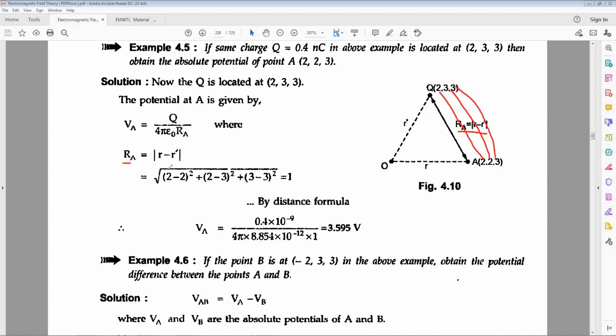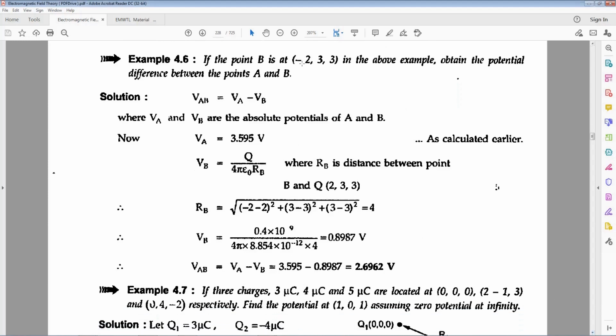To get RA, it's under root of this is a 0 value, and here minus 1 whole squared is 1, and here it is 0 value, so 1. VA is equal to 0.4 times 10 to the power minus 9 by 4 pi epsilon naught RA, where the value is 1. Okay, these are the sending end and these are the receiving end. The receiving end minus the sending end values: 2 minus 2, 2 minus 3, and 3 minus 3. Got it.